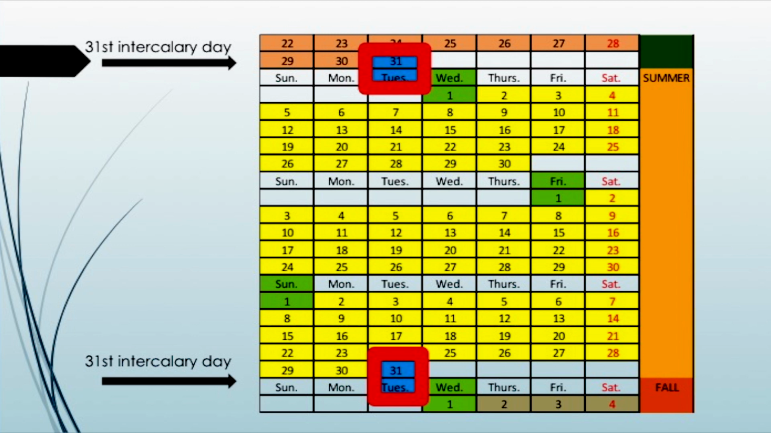Now we go through the season of summer. So we've got month 4, month 5, and month 6. At the end of month 6, we have another 31st intercalary day. The reason again is to keep the next season of fall from beginning on the wrong day. It has to begin on the 4th day of the week, which is Wednesday.